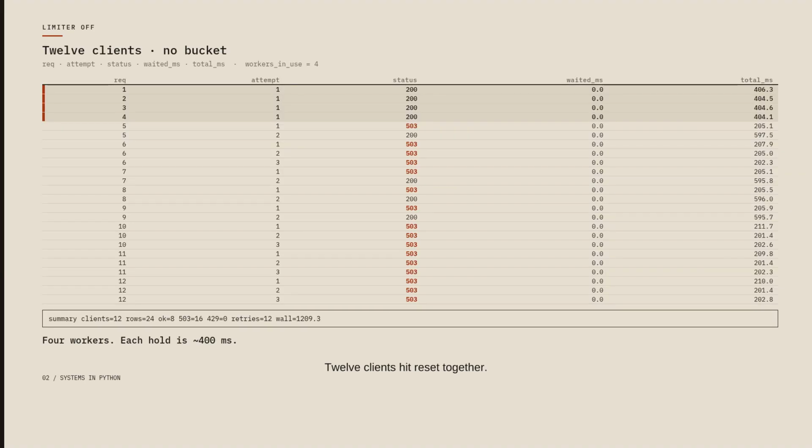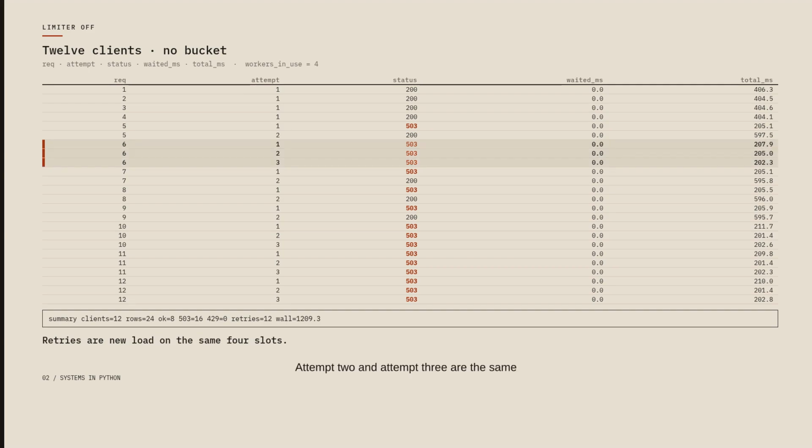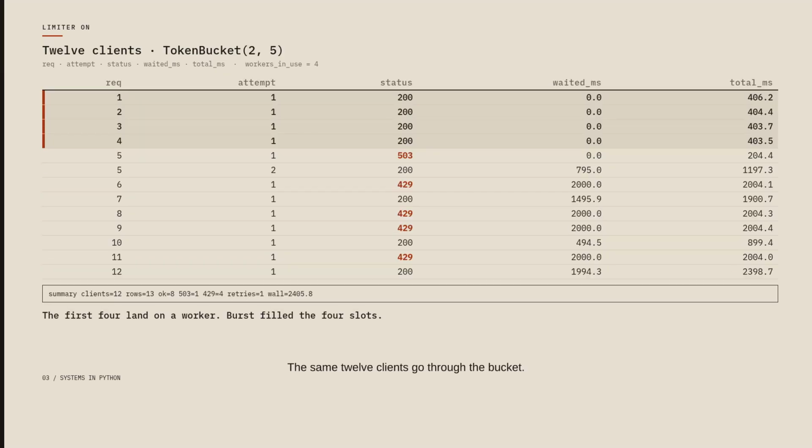12 clients hit /reset together. Each attempt retries on a timeout, or a 503, up to 3 times. The table fills with 503s. Workers stay at 4. Retries keep arriving. Attempt 2 and attempt 3 are the same 4 workers still held by the first wave. The same 12 clients go through the bucket.